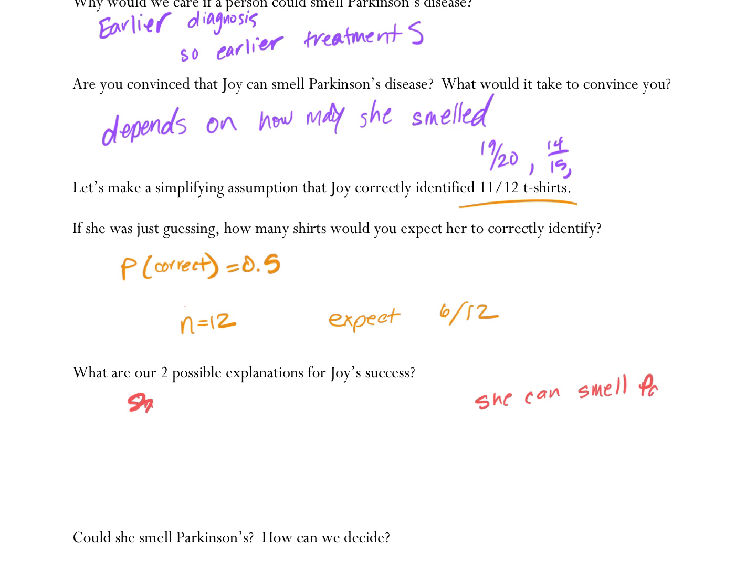And what would that say about her probability of success if she can smell Parkinson's? It's 0.92. Well, that's what 11 out of 12 suggests. But are you with me that it would suggest that she's doing better than just guessing? Cool?